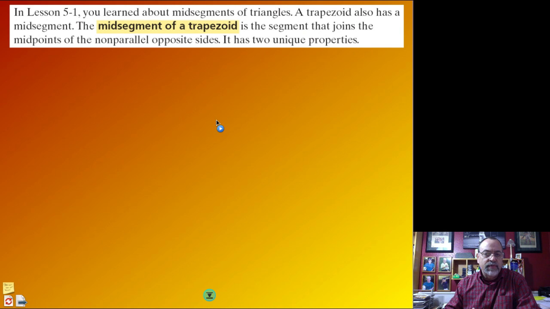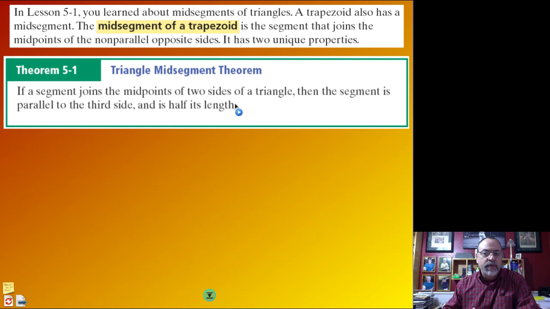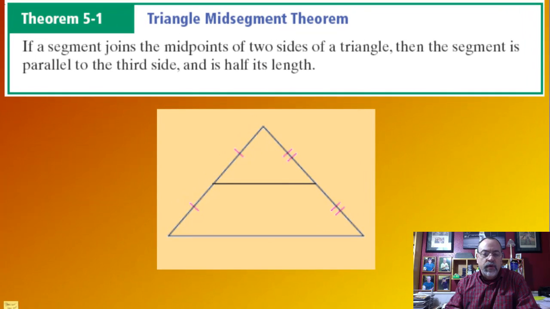So we'll look at the trapezoid midsegment. And you remember when we talked about triangles, we had a segment that if we connected the two midpoints of two sides, this was called the midsegment of the triangle. And that created two characteristics. This segment would be parallel to this third side, and this segment was 1/2 the length of this third side.